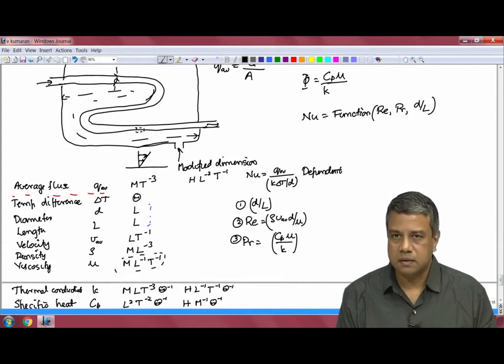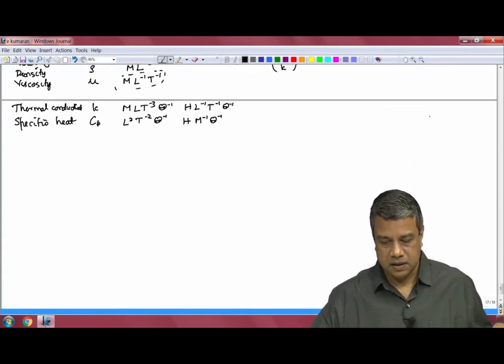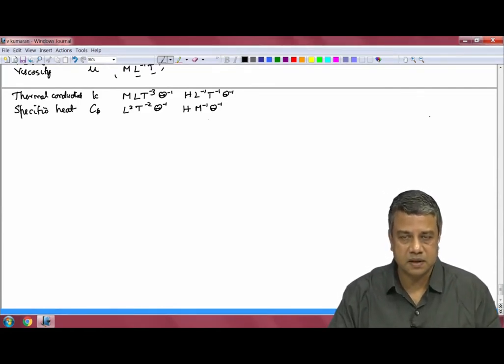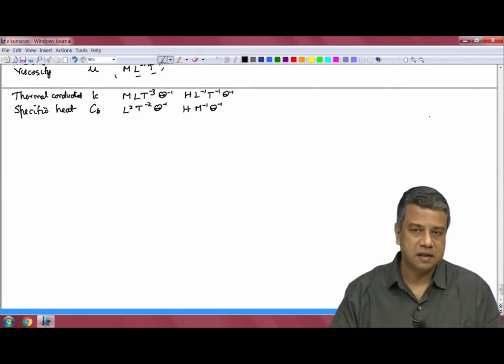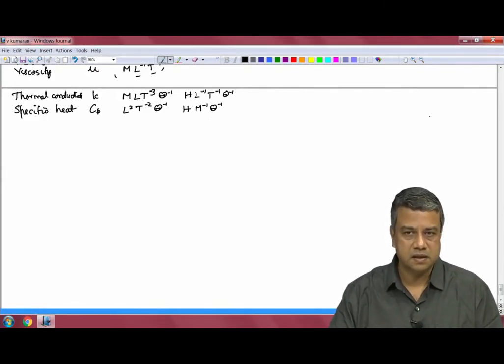Now, we had made this assumption that there is no interconversion of energy. If there were interconversion of energy, what would the other extra dimensionless number be? Let us examine this in a little bit. If there were interconversion of energy, then the other dimensionless number would basically be a ratio of the thermal energy transfer rate and the mechanical energy dissipation rate.